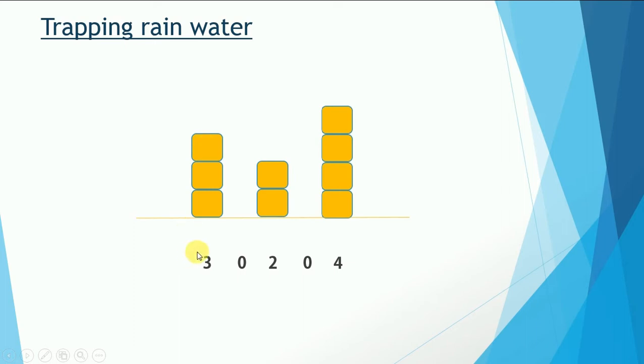So this entire elevation map is represented by an array of integers. 3 over here indicates that there is a pillar of height 3. 0 over here indicates that there is no pillar in this position. 2 over here indicates a pillar of height 2. 0 indicates again that there is no pillar in this position, and 4 over here represents the pillar of height 4. Each pillar is made of bars of 1 unit each. So all we need to do is to find out how much water can get trapped in this elevation map.